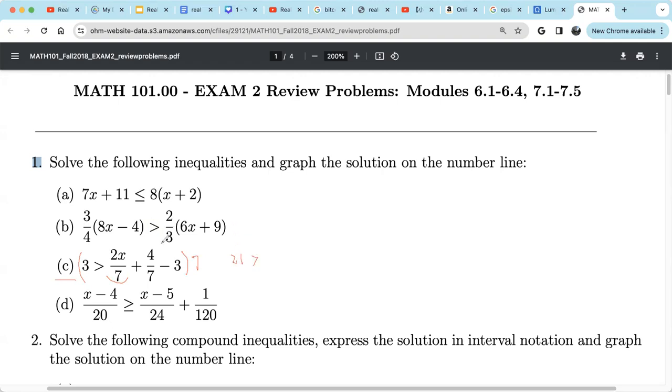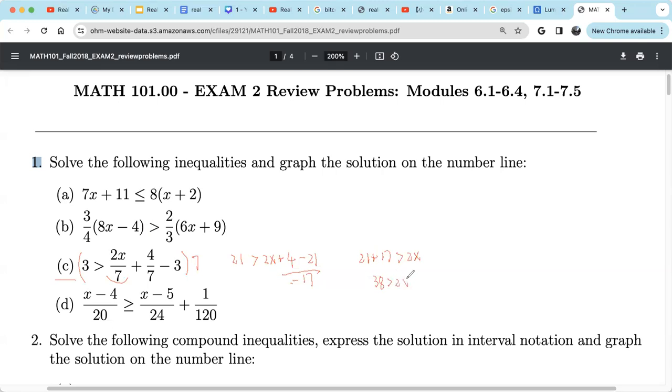Then greater than sign. 2x over 7 times 7, that just becomes 2x. Then 4 over 7 times 7, that becomes 4. Then negative 3 times 7, that's negative 21. Right? So 4 minus 21, like terms, we can combine those two. That's negative 17. Then we move negative 17 to the other side. So 21 plus 17, which is greater than 2x. 21 plus 17, we get 38.